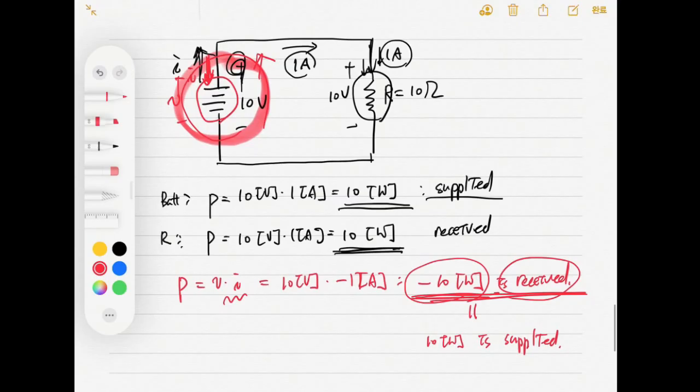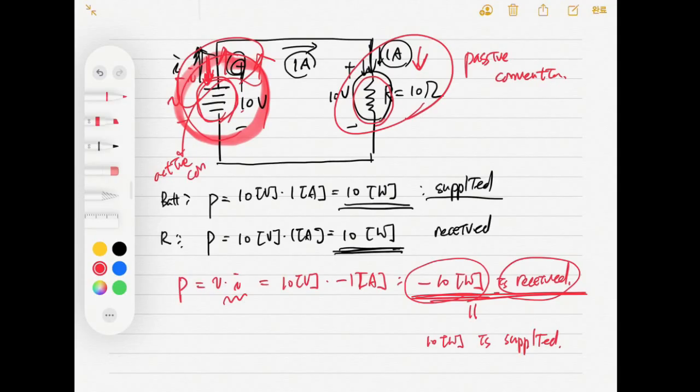So generally, if the element is a source, we define the current direction in this way. And if the element is a passive element like R, L and C, then we define the current direction in this way. So we call this the passive convention. You can say there is an active convention. And generally, we use the passive convention in RLC. In the case of a source, we use the active convention this way.